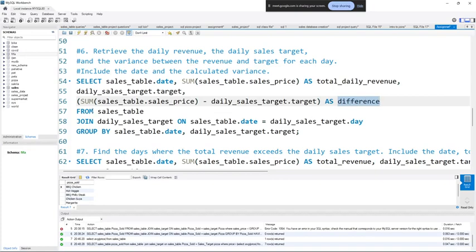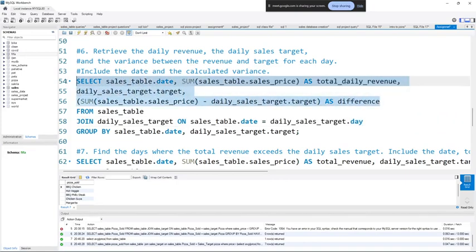From where? We are taking from two tables. From sales table, join daily sales target. What is the common column between the two? On the date in the sales table is the same as the day in the daily sales target table. I know all those things are still simple to you. You understand those ones.